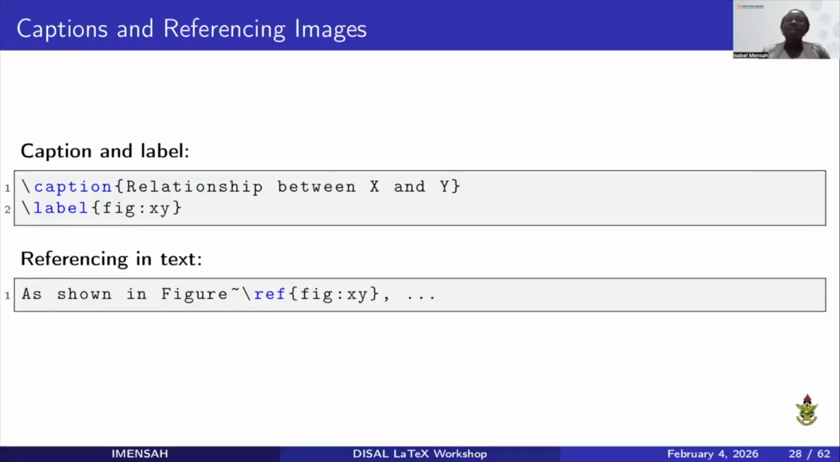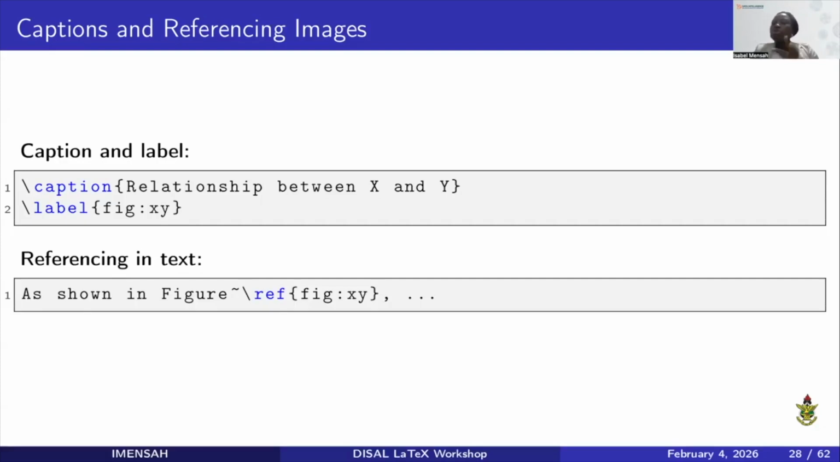Then again, you would have to give a caption to the image you have. Sometimes your caption should be a bit informative. Usually, some people will just do a very beautiful image and they will just write "relationship between X and Y." No information. We don't know the kind of plots you have created.